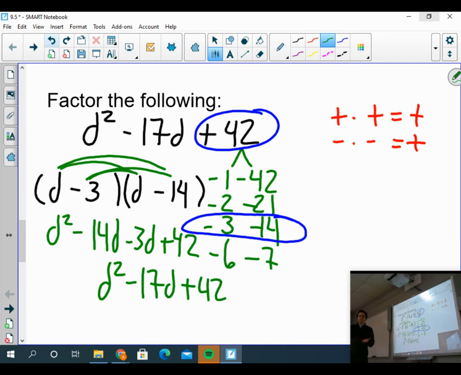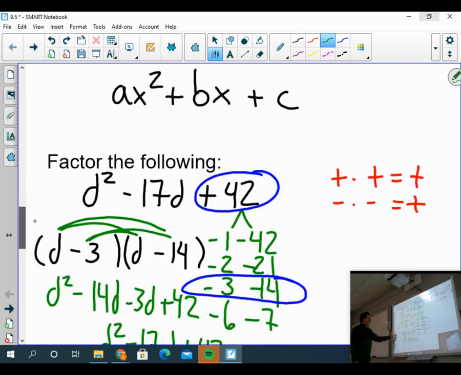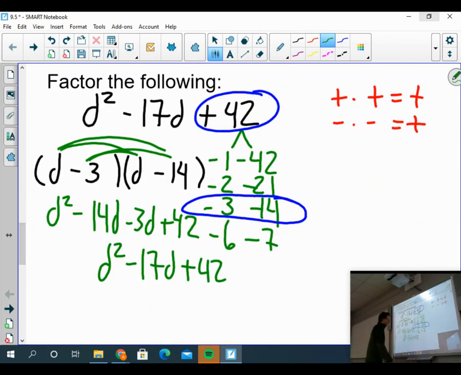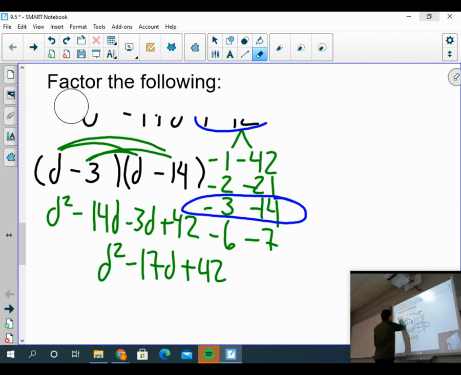So the process is the same. We just have to think a little bit deeper when we're working with negatives. And we'll get to those rules in a second. But first, let's try another example. Let's try your hand at this.